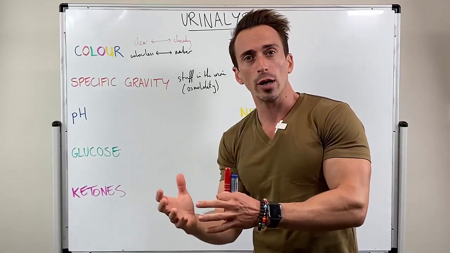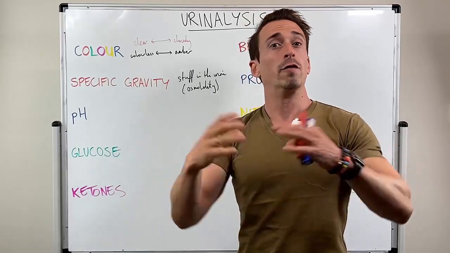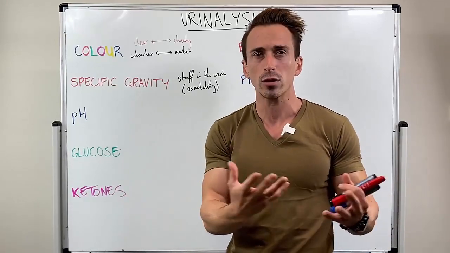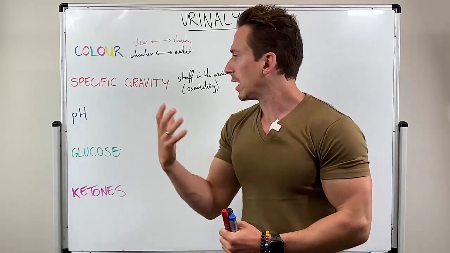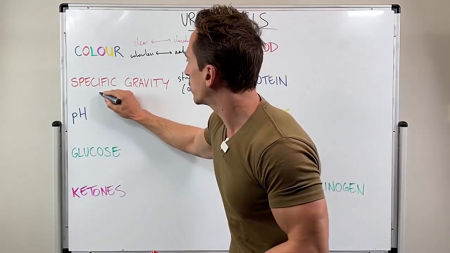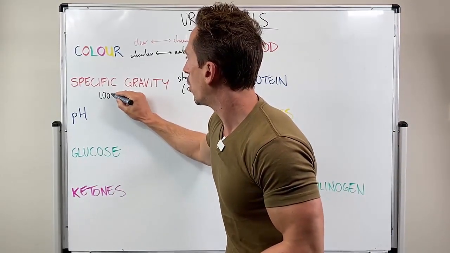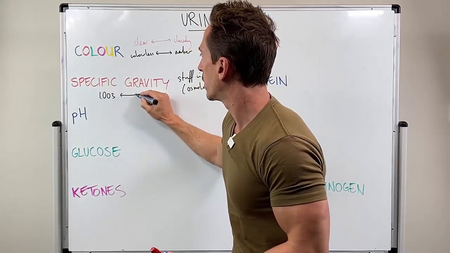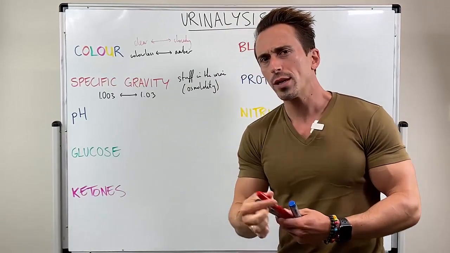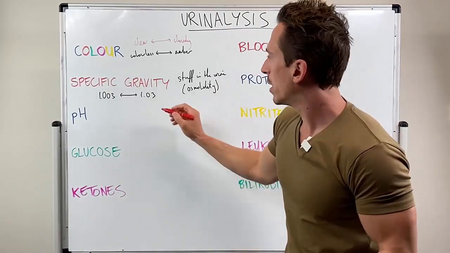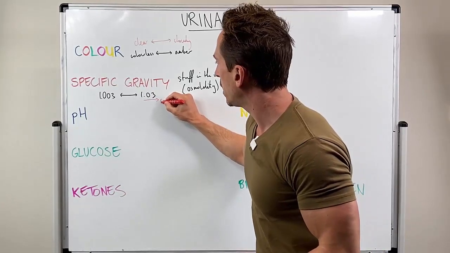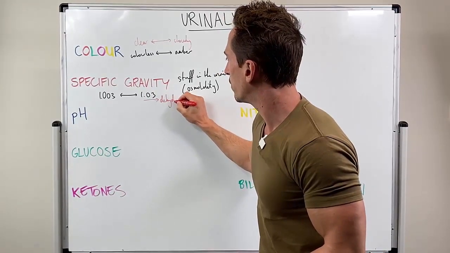So if we take urine, it's obviously not going to be void of particulates or particles dissolved in it like water is. So it's going to be a value greater than 1. What you're going to find is for urine, the specific gravity is usually between 1.003 and 1.03. So what this indicates is that, for example, if something's above 1.03, it may be an indication of dehydration.